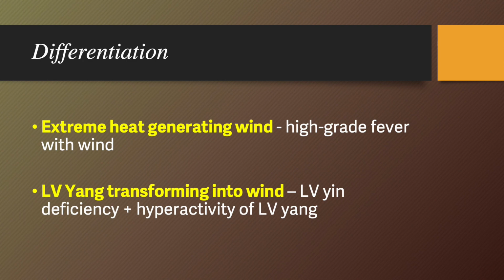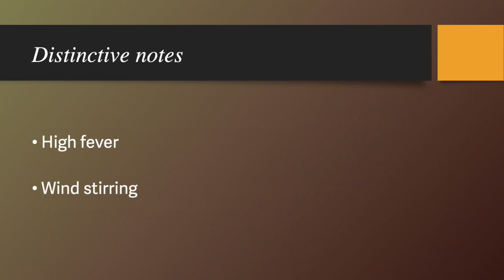This pattern should be distinguished from liver yang transforming into wind. Both patterns have wind-stirring symptoms. However, this pattern is marked by a high-grade fever with wind, while liver yang transforming into wind is linked to a history of liver yin deficiency and hyperactivity of liver yang. This pattern is distinctively marked by high fever and wind stirring.